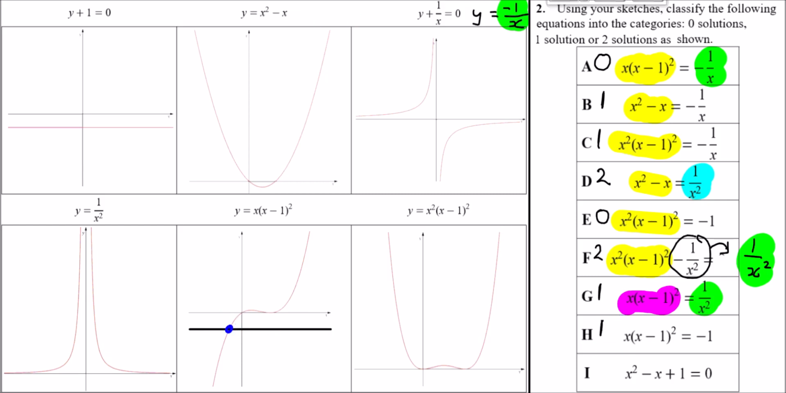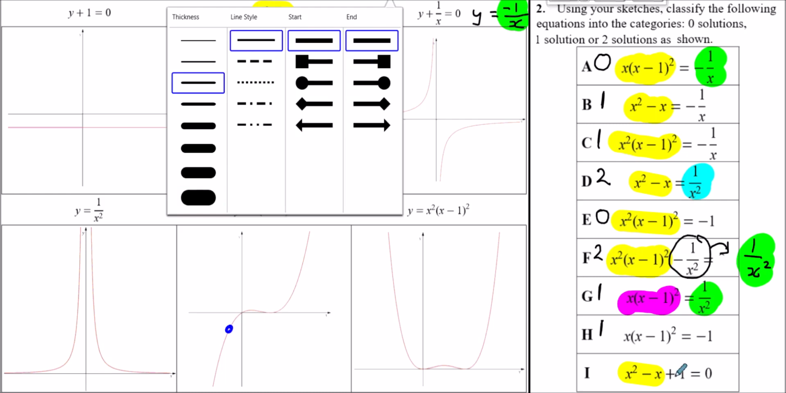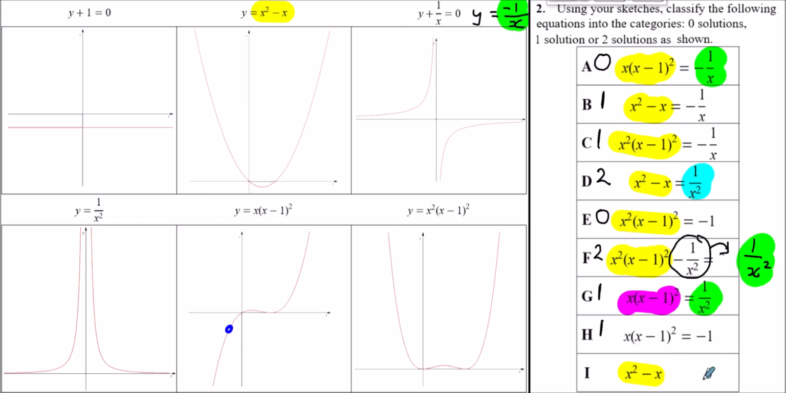And finally, for I, what we need to do for I is to consider where x squared minus x, which we have up here, is equal to minus 1. If we were to subtract 1 from both sides of this equation, it would become x squared minus x equal to minus 1. So we can rearrange this and think of it in this way. In other words, where is this one here going to be equal to minus 1?